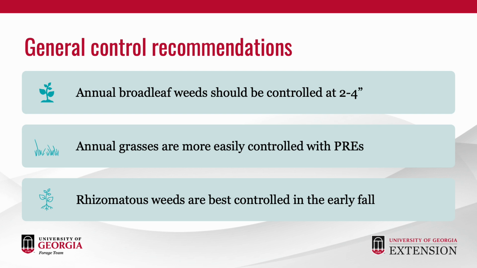And finally, our rhizomatous weeds, things like Johnson grass, Fazy grass, and even things like horse nettle, are much better controlled in what we would call the early fall. Generally that's late August, early September, depending on the year. When Mother Nature starts to slow the plants down, they're more vulnerable to the herbicide than they would be during other times of the year.